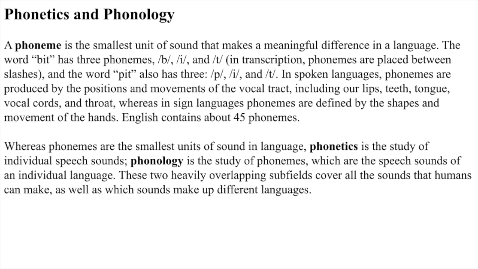Phonetics and phonology. A phoneme is the smallest unit of sound that makes a meaningful difference in a language. The word bit has three phonemes, b, I, and t. In transcription, phonemes are placed between slashes. And the word pit also has three, p, I, t. In spoken languages, phonemes are produced by the positions and movements of the vocal tract, including our lips, teeth, tongue, vocal cords, and throat. Whereas in sign languages, phonemes are defined by the shapes and movement of the hands. English contains about 45 phonemes.